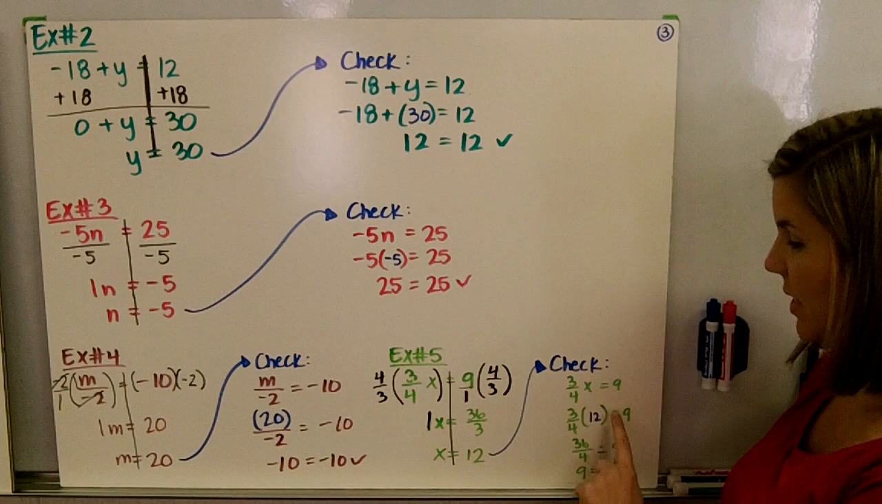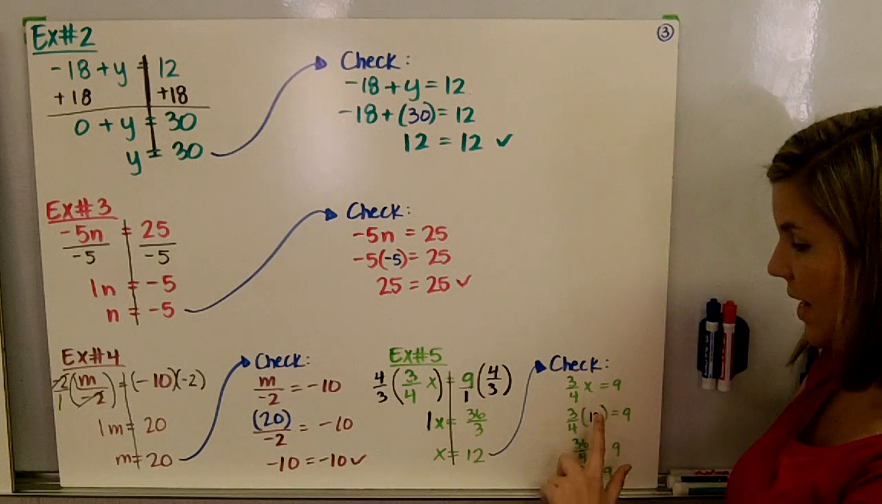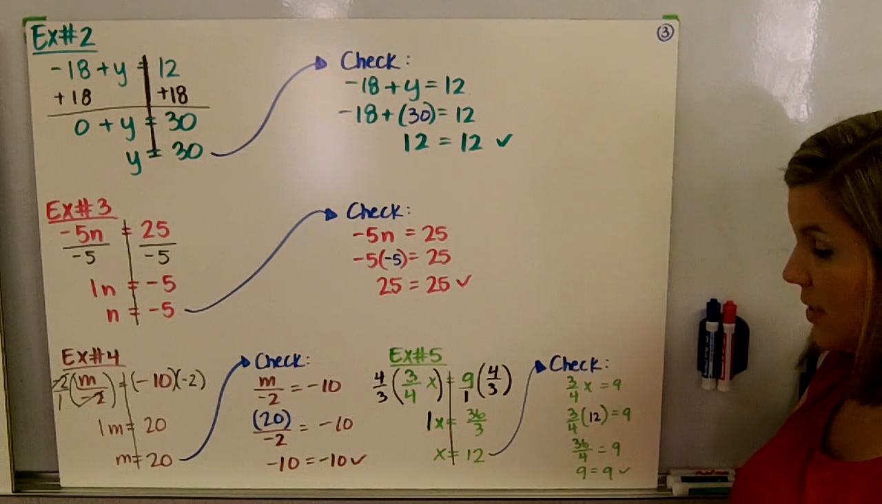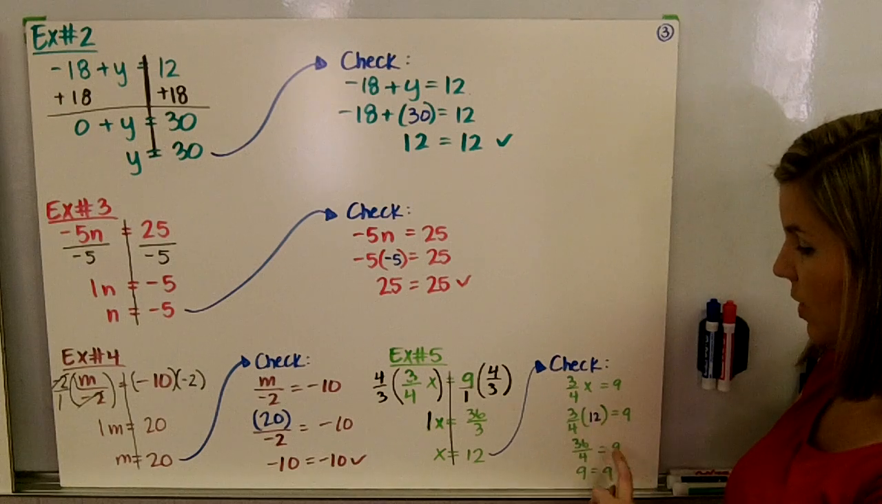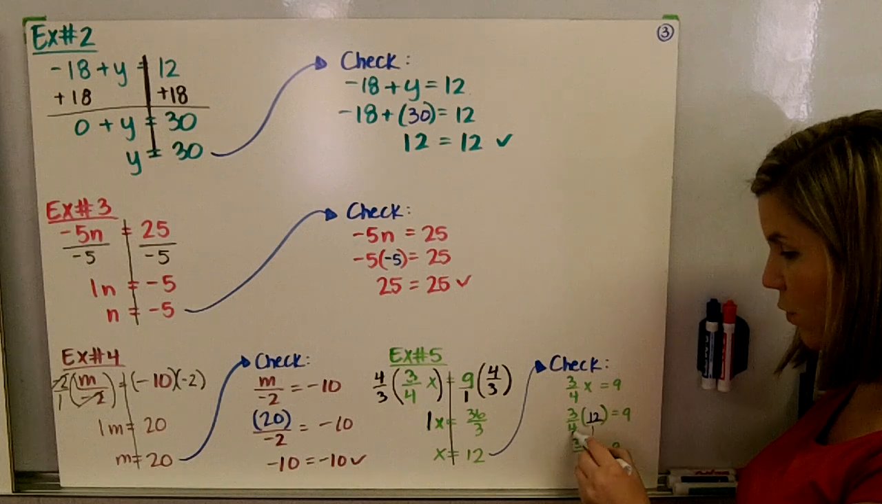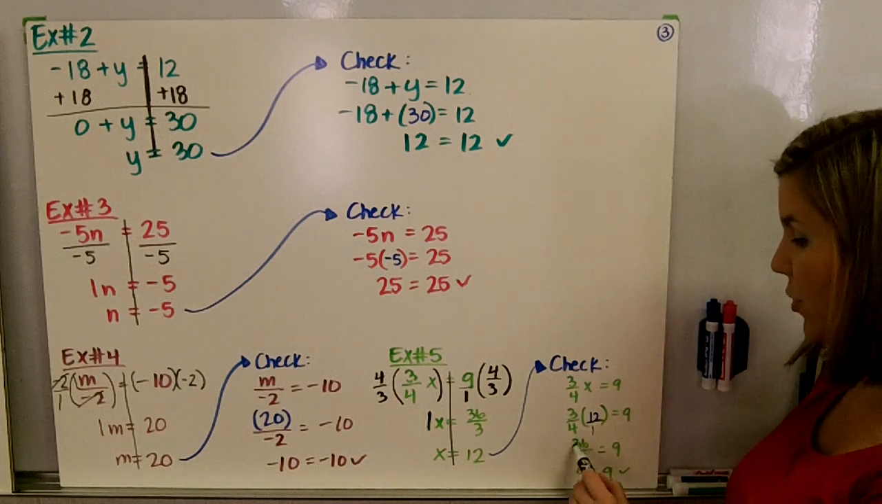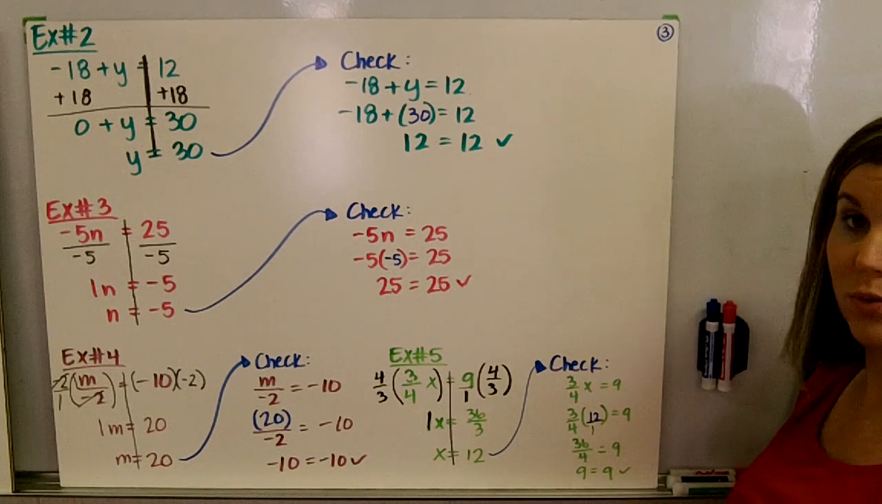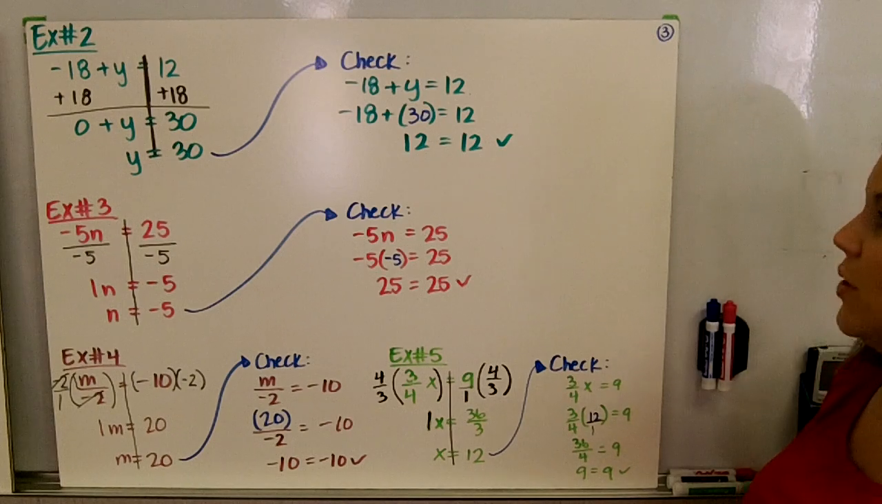3/4 times x equals 9. Take x out, plug in 12, put it in parentheses. 3 times 12 is 36, and 4 is on the bottom, so this is like 12 over 1. 4 times 1 is 4. 36 divided by 4 is 9. 9 equals 9, so this answer is correct.